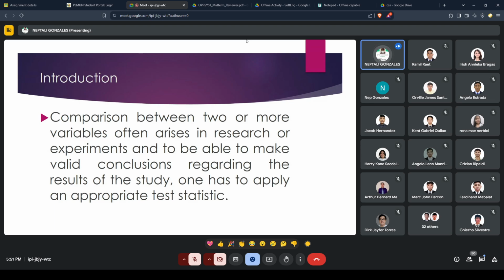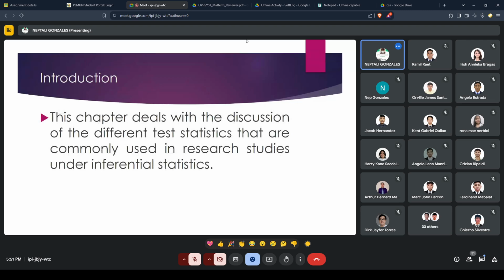If there are more than three variables, then that is MANOVA, or multivariate analysis of variance. And I will give samples later on as we discuss, but for now, we will start with the basics. So this chapter deals with the discussion of the different test statistics that are commonly used in research studies under inferential statistics. So I will only be giving you the commonly used ones in research studies.